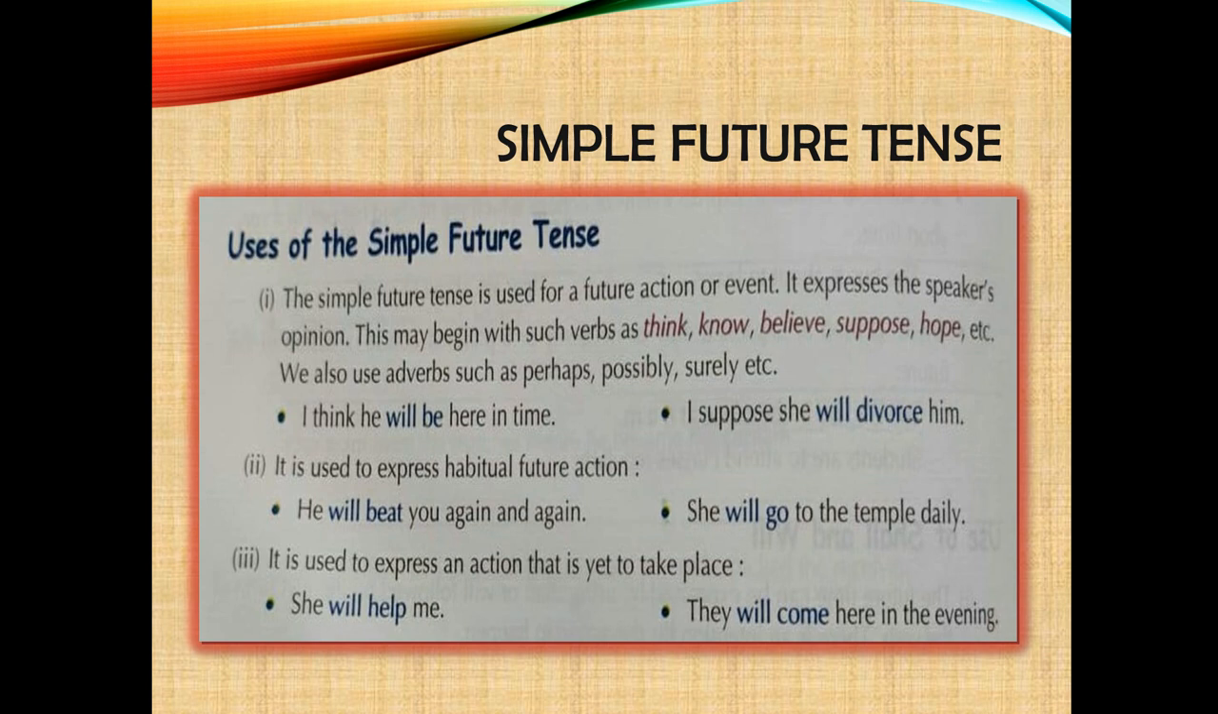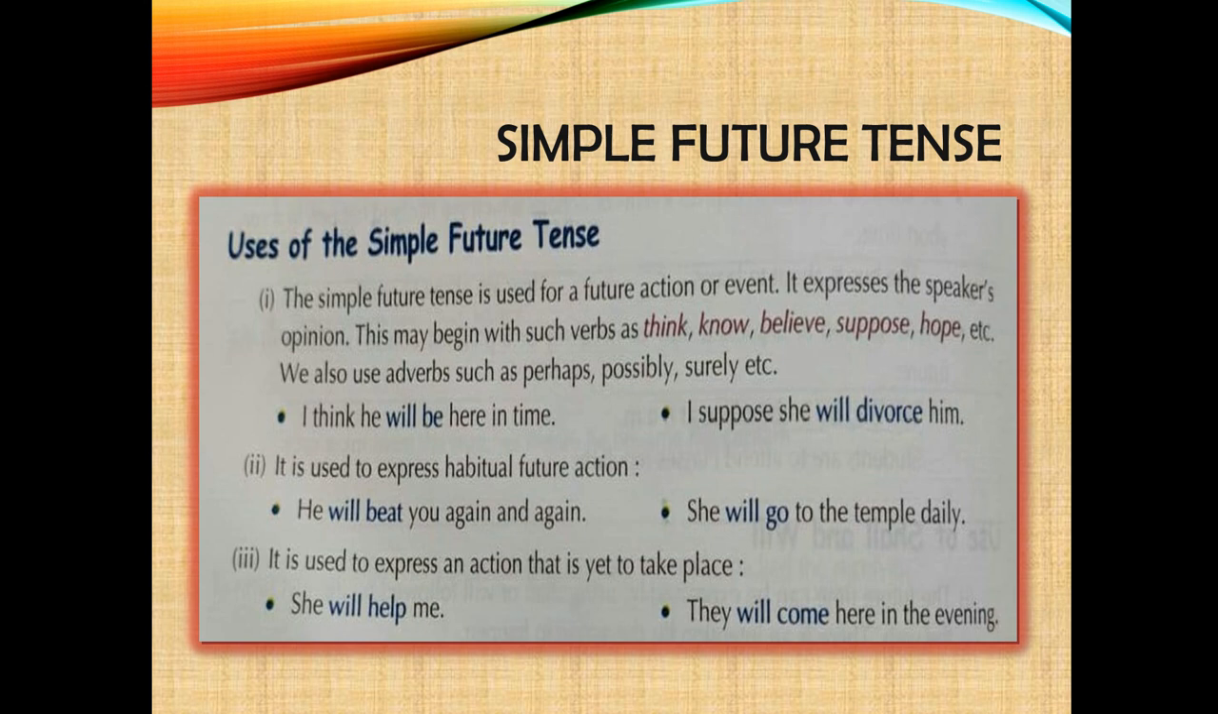Okay, and now we will see the first one, simple future tense. Now, first the formation of simple future tense. So, the sentence is formed by using shall or will plus the main verb, that is V1 form of the verb, right? Shall or will plus V1. Now, let's see the uses of simple future tense. Simple future tense is used for a future action or event.